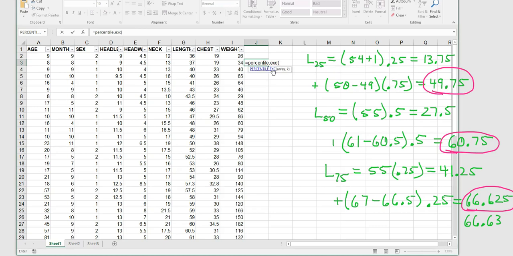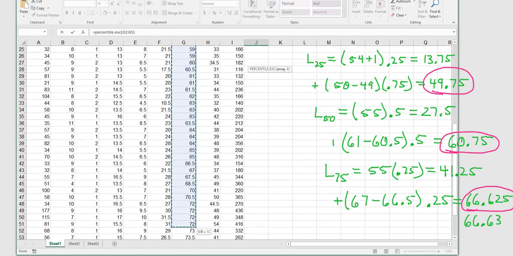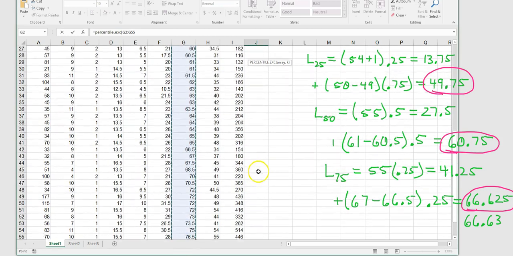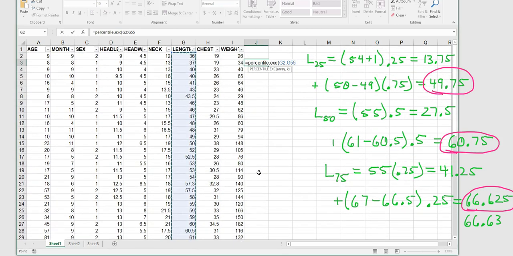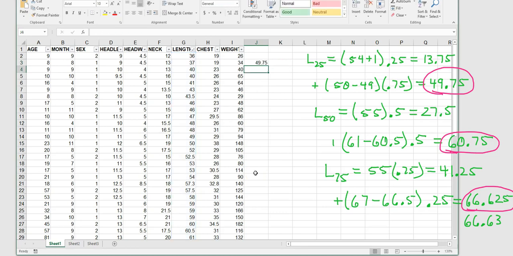So percentile.exc. Now we have to highlight the array of numbers that we want. So we were doing the lengths, so we highlight all of these numbers. And then we go comma. Now we want the 25th percentile first, which is Q1. So comma 0.25. And then hit enter. And there we go. We get 49.75, which is exactly what we found.